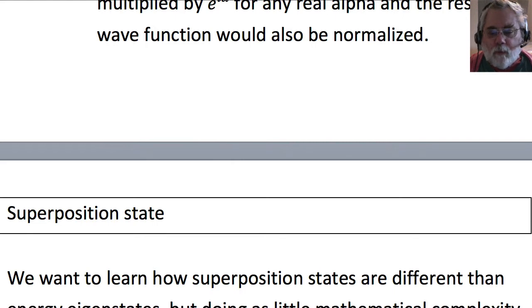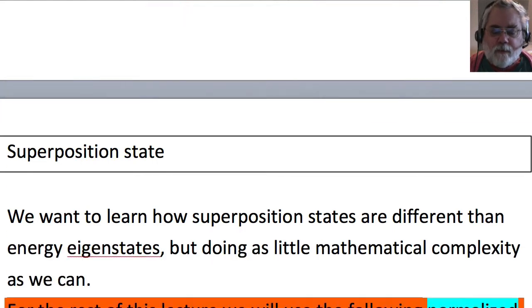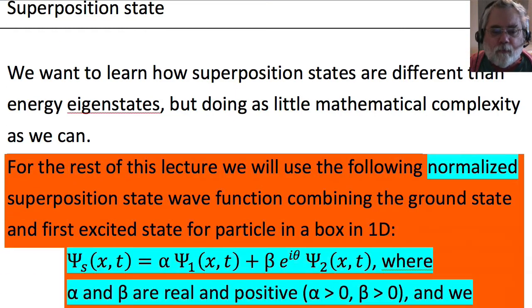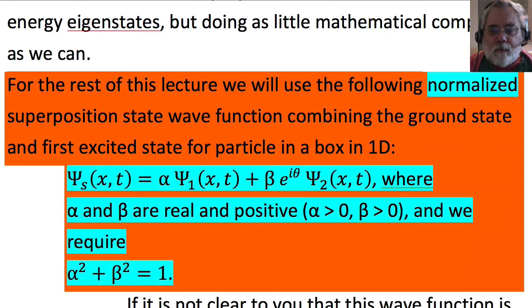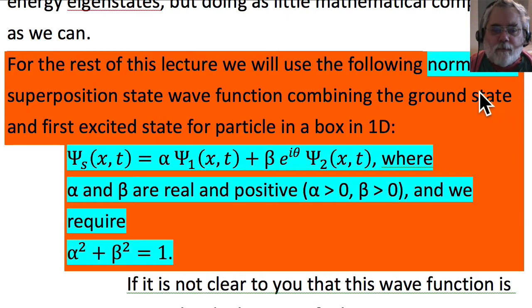Superposition state. We want to learn how superposition states are different than energy eigenstates, but we want to do as little mathematical complexity as we can, so we're going to choose a pretty simple case. So for the rest of this lecture, we're going to use the following normalized superposition state wave function that combines the ground state and the first excited state for particle in a box in one dimension. No other eigenfunctions are included. So we're going to use the index s when we want to refer to this particular superposition state.